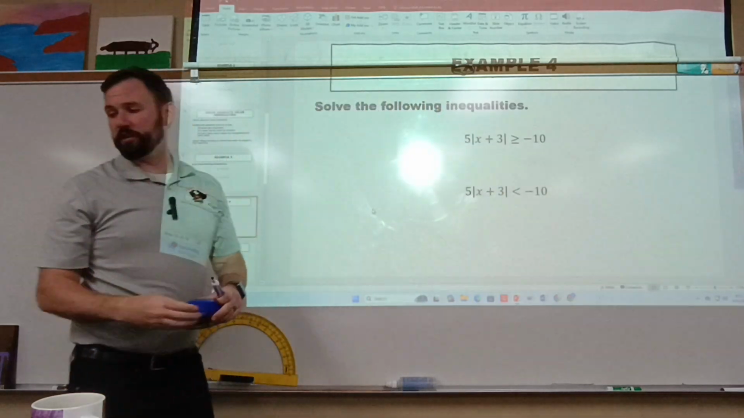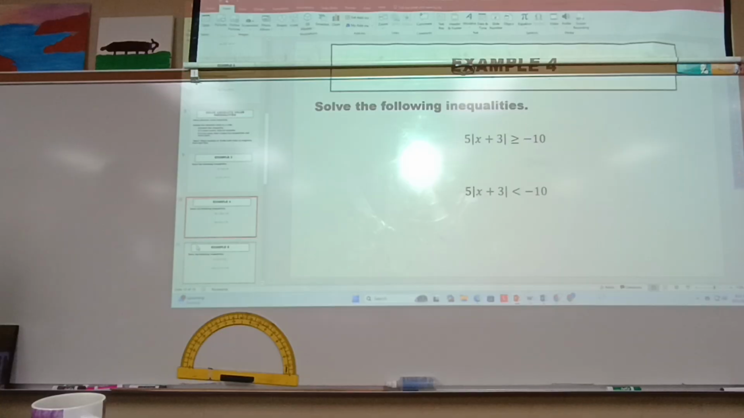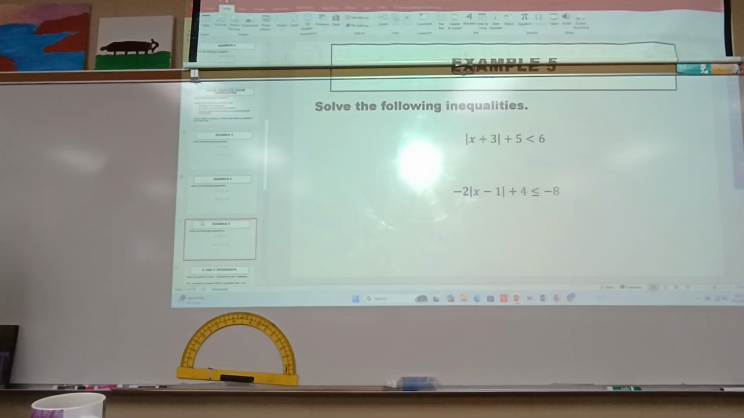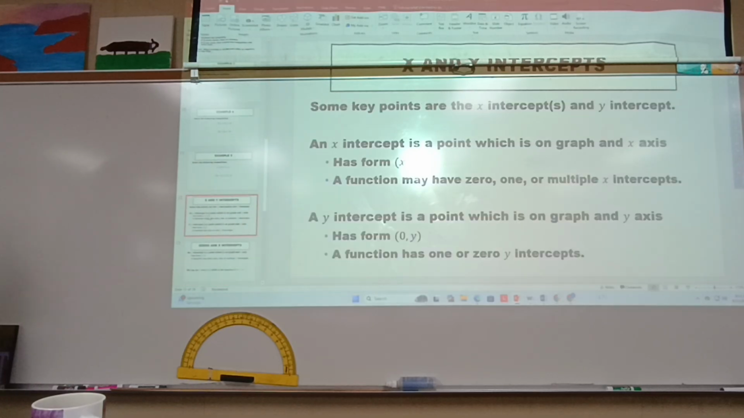On the next slide, if you would like to try these and watch the Webster video, by all means, pause it and try it. It's just like these examples. Isolate, and be careful. Don't forget when you divide or multiply by a negative, flip your sign.